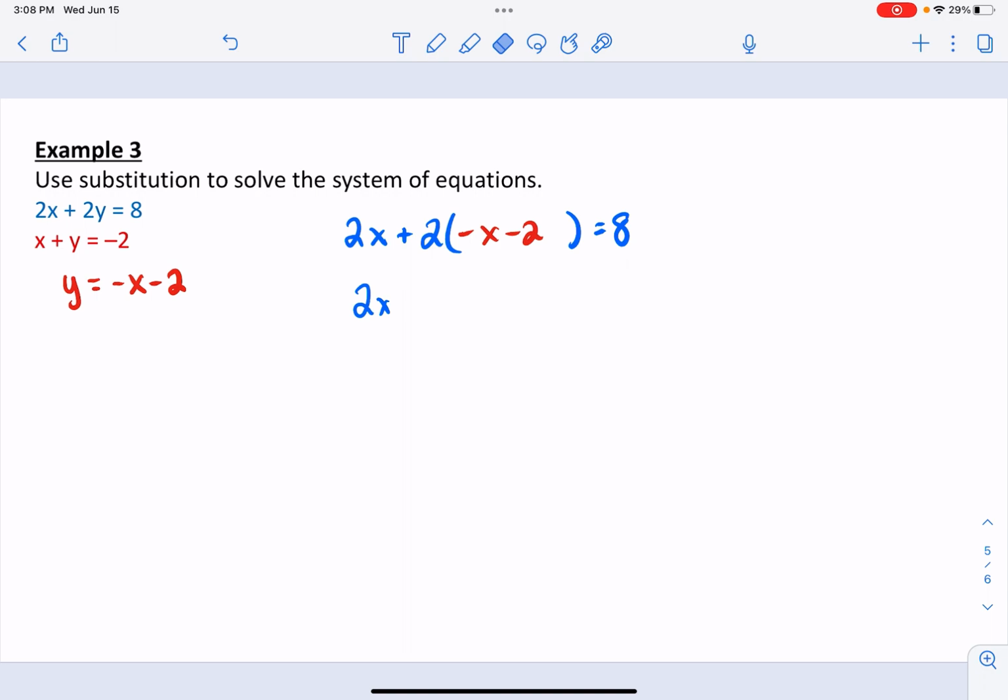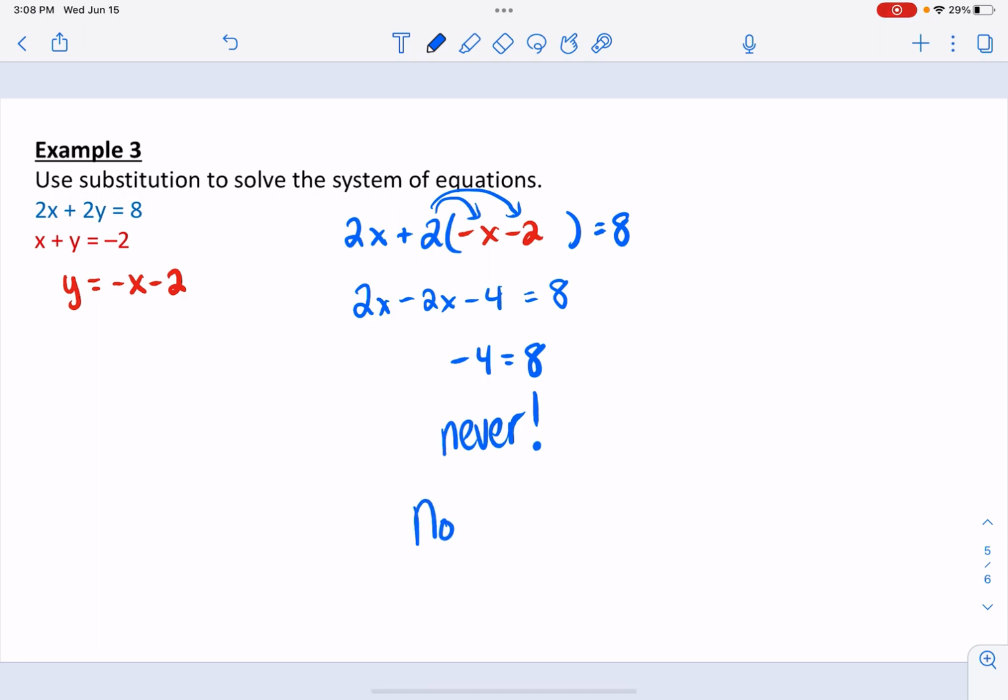So if I distribute this 2 through, I get negative 2x minus 4 equals 8. 2x minus 2x, that ends up being 0, so I have negative 4 equals 8. Is negative 4 ever going to equal 8? This never happens, so that means you have no solution.